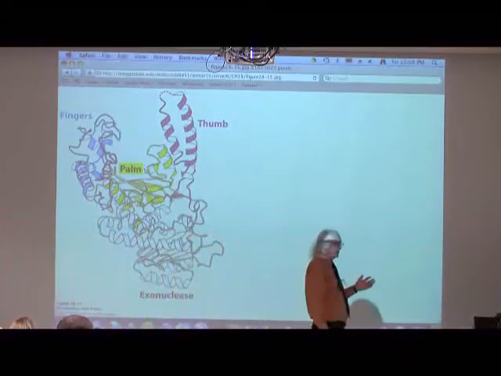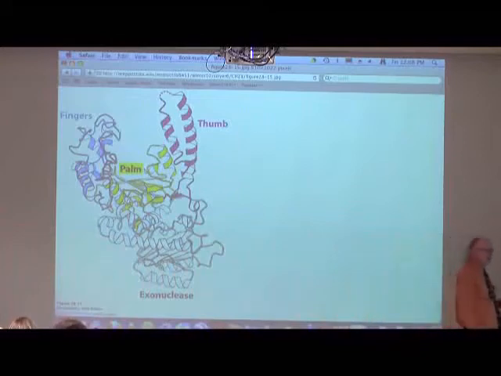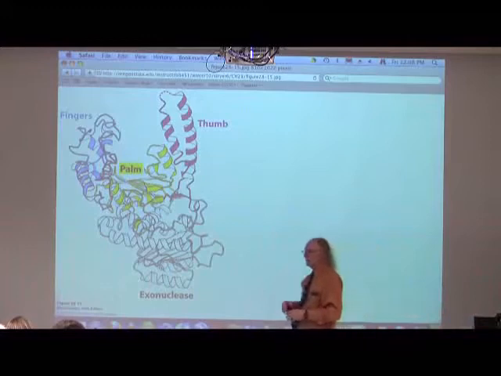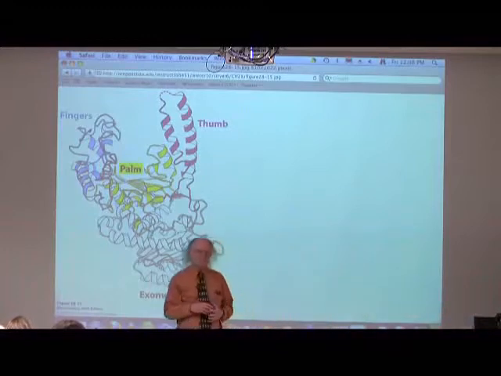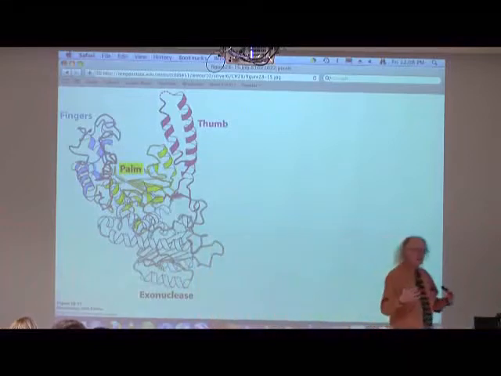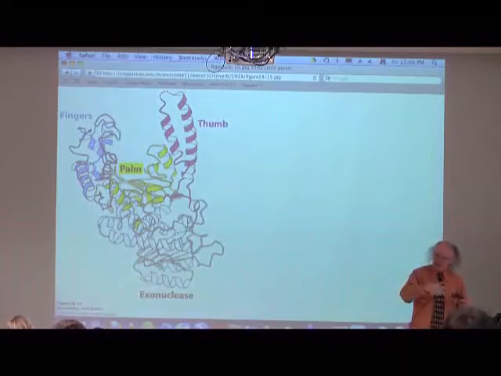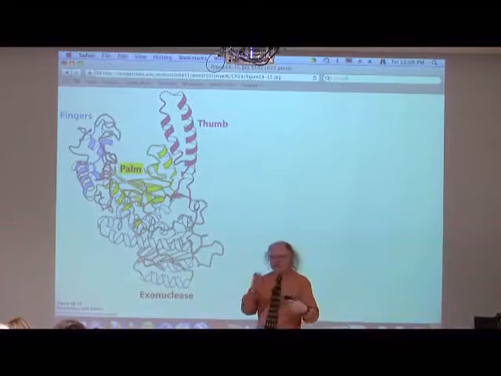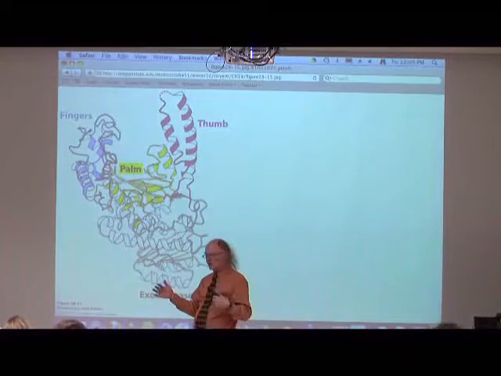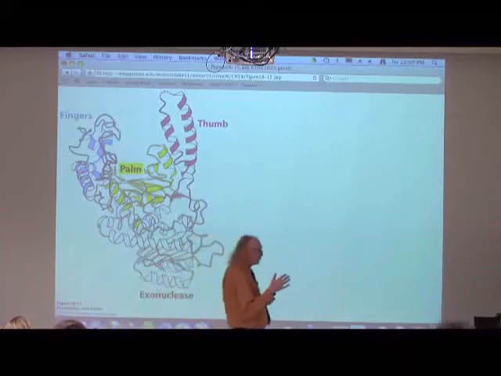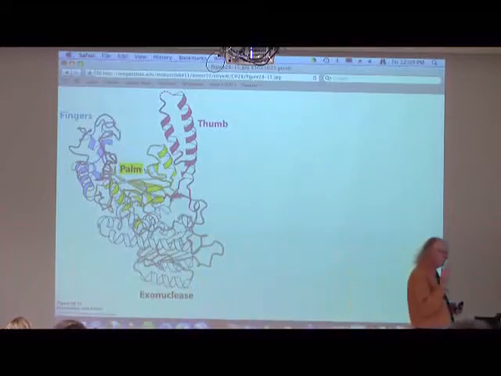The first catalytic activity they found it had was the one they were looking for: it polymerized nucleotides according to the base pairing rules. A went next to T, C went next to G, etc. So DNA polymerase I, like all DNA polymerases, joins an incoming nucleotide to a previous nucleotide. It makes DNA in the 5' to 3' direction. And in doing so, it creates what we call phosphodiester bonds.